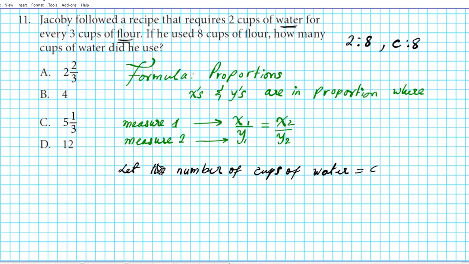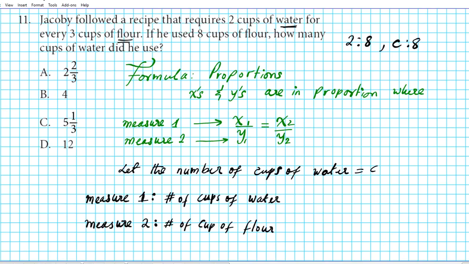Now in order to avoid mixing up values when you're setting up your proportions, it's good to explicitly state what your units are. So we have measure 1. Measure 1 is number of cups of water. So that will be our numerator position. And then we have another measure, measure 2. Can you determine what measure 2 is going to be? Remember, there are two units here. We have water and flour. So flour will be the second measure, number of cups of flour. So please clearly state what units the numerator and denominator are first before you start setting up your proportion.